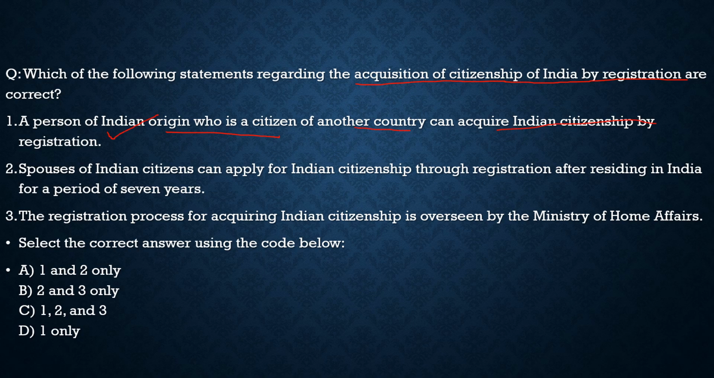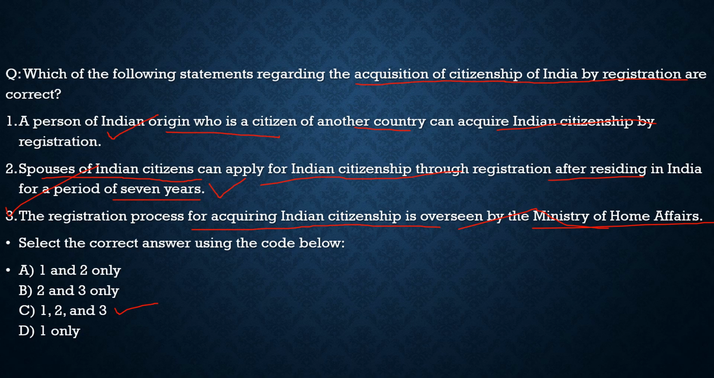100% correct, we discussed that. Second, spouses of Indian citizens can apply for Indian citizenship through registration after residing in India for a period of 7 years. 100% correct, nothing wrong with this statement. Statement 3, the registration process for acquiring Indian citizenship is overseen by the Ministry of Home Affairs. 100% correct, nothing wrong with this statement. So for this question all the statements are correct, and from the code given below the correct code is option C. So with this we complete today's discussion with respect to the static topic 2.